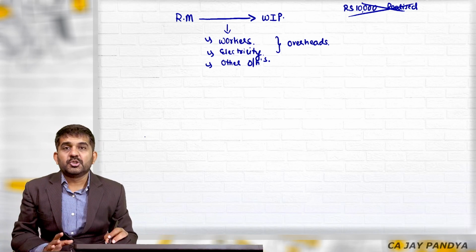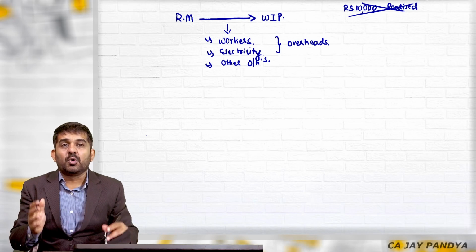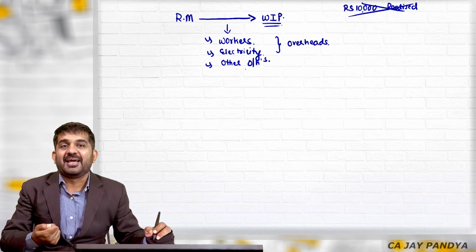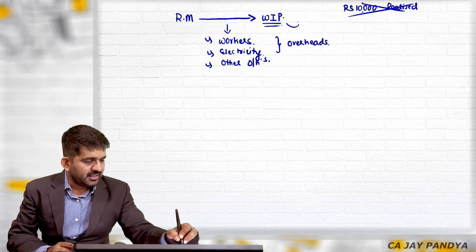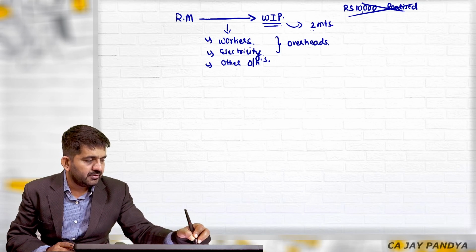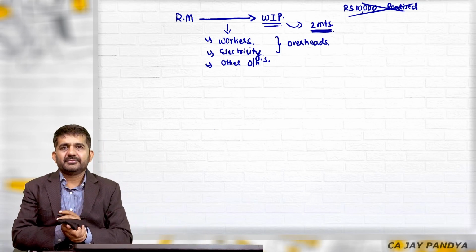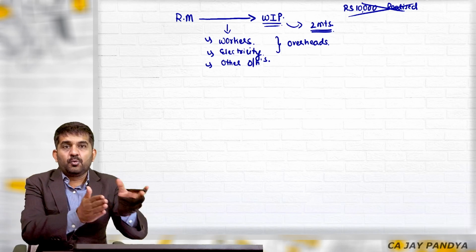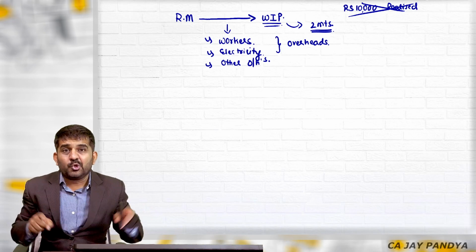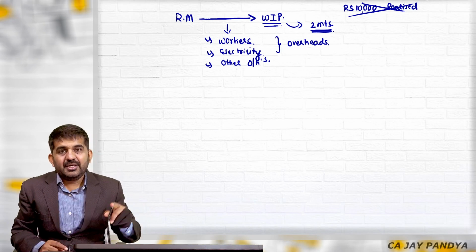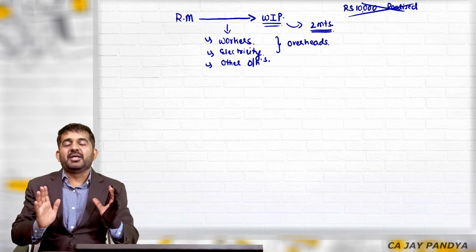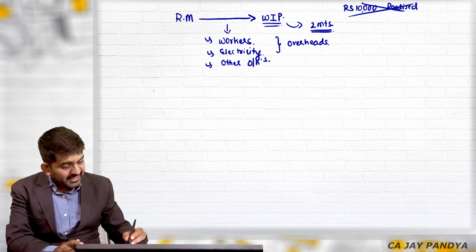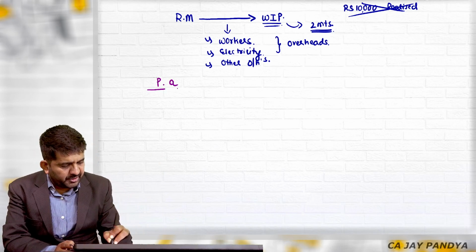First, I need to also understand what will be my WIP time period. What will be my work in progress time period? Work in progress time period will be 2 months. So, my raw material will go into processing, will take 2 months to manufacture, and after 2 months it will be converted into finished goods. Please understand, I am talking per annum right now.